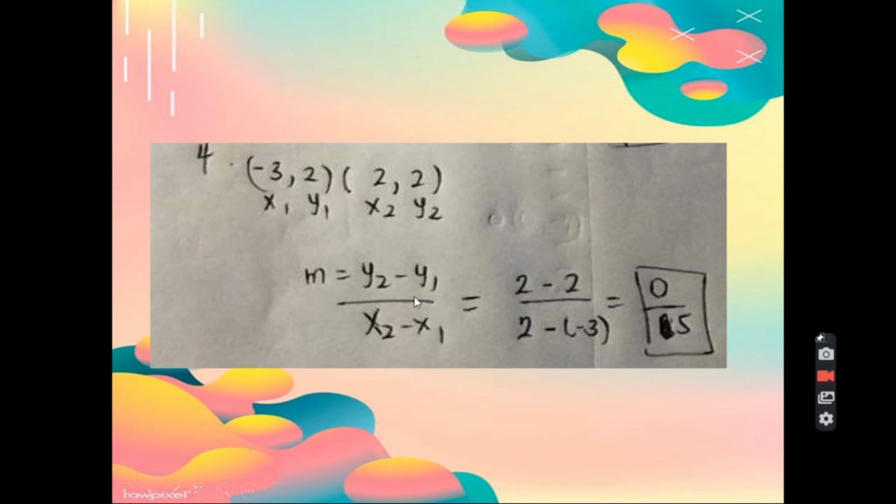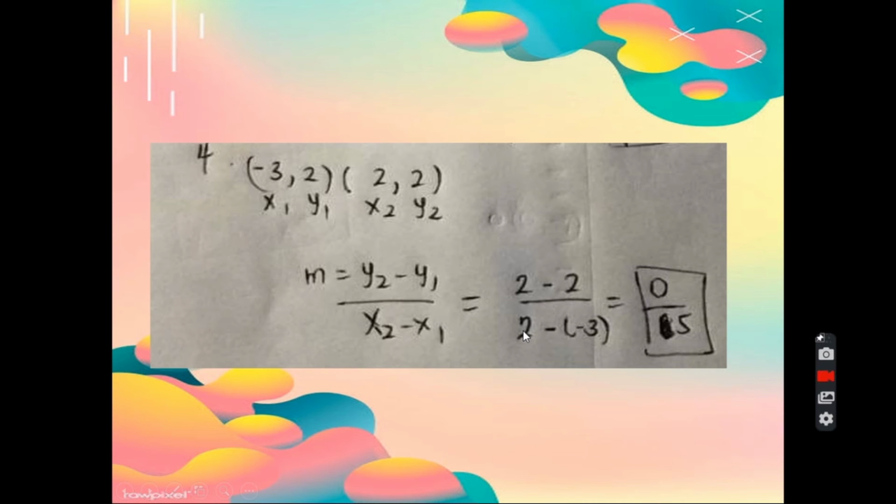So now we will use the formula: Y sub 2 minus Y sub 1 over X sub 2 minus X sub 1. Our Y sub 2 is 2. Our Y sub 1 is also 2. So X sub 2 is 2, and our X sub 1 is negative 3. So 2 minus 2 is 0. 2 minus negative 3 is positive 5.